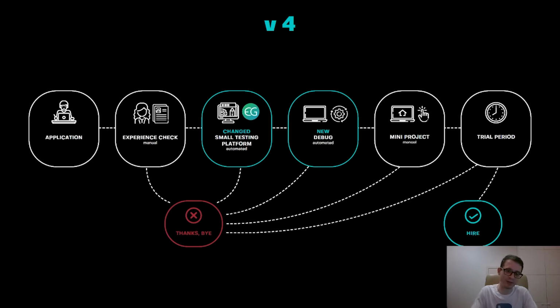So we hardened it. And then we introduced a new step, which was a debug task. It's very hard and fully automated. It took us a lot of time to prepare it, but it properly detects whether someone is a senior or not, and it does so in a fully automated way. One thing it doesn't check is how fast an engineer is. So we rely on the mini project to do that.